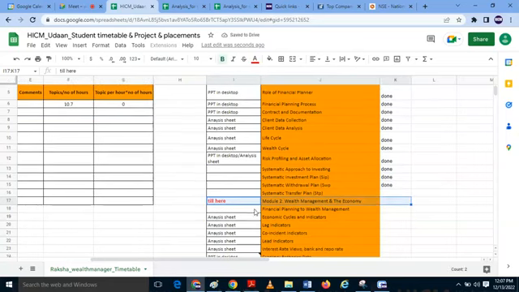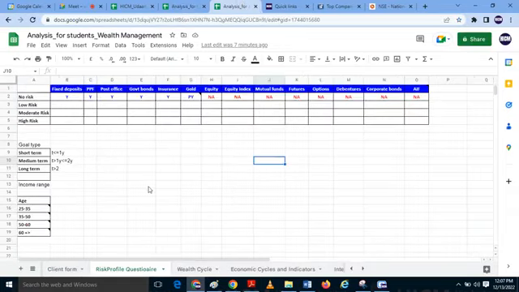Wealth management and economy. Till the time we have time, we'll try to complete the model. This is as per the risk profiling that you will do.